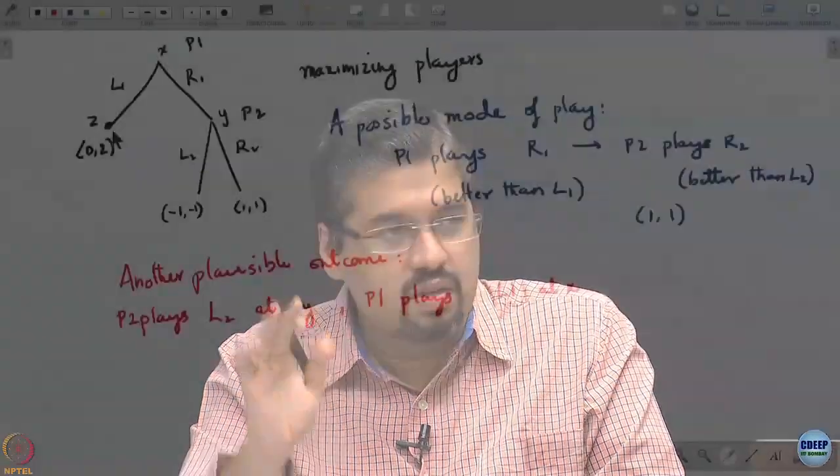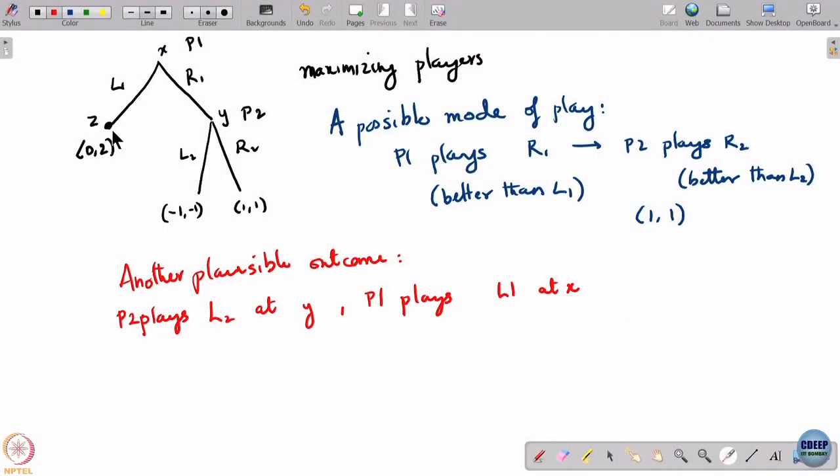No. We'll come to that. So what we know, we just want to solve for a mode of play. We'll come to a formal listing. As of now, all that the players know is that this is the tree. Okay, that the tree looks like this, and we want to come up with modes of play. So let's look at the other one.